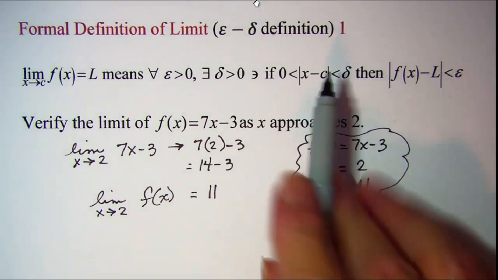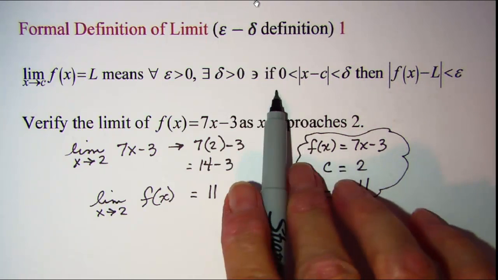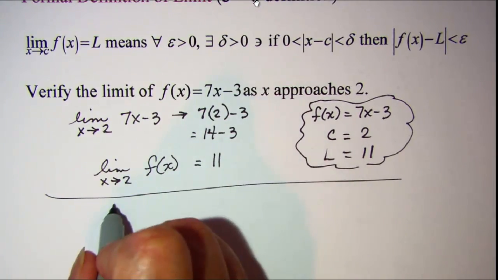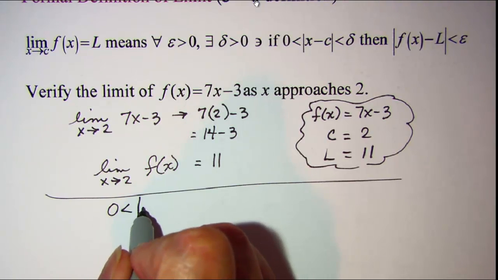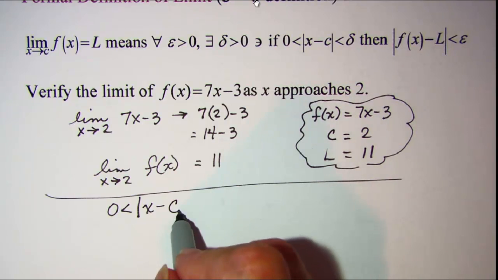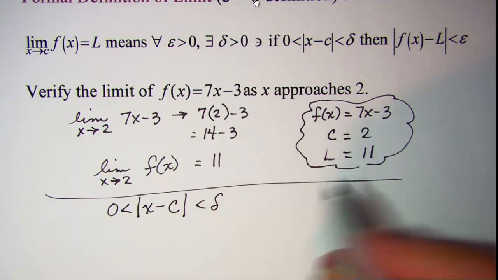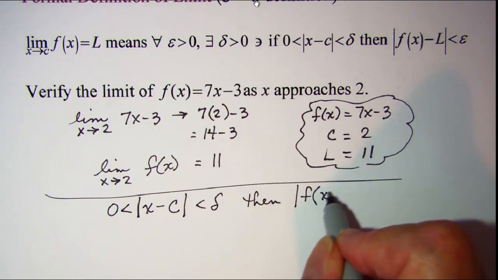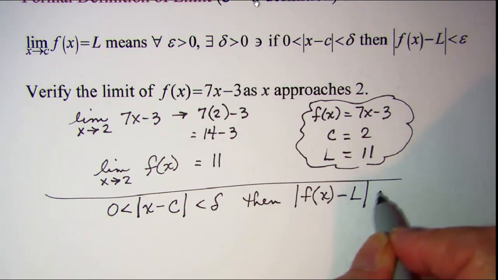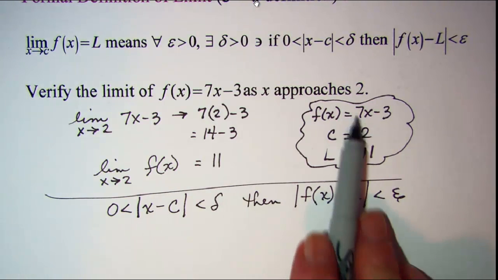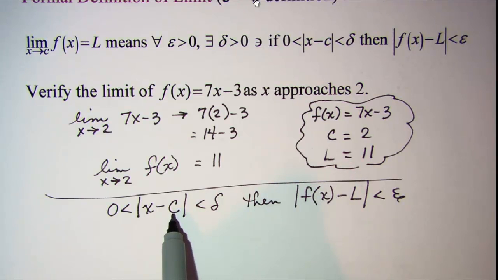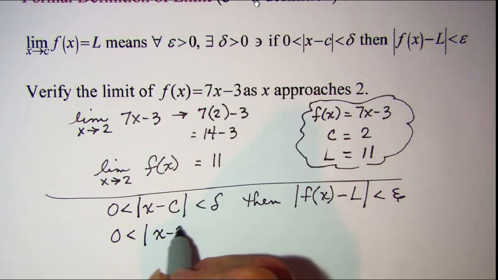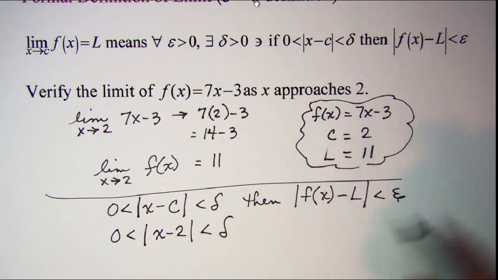We'll start with this right here. So we have, if 0 is less than absolute value of x minus c is less than delta, then absolute value of f of x minus L is less than epsilon. So let's put the stuff in that we know. We know that c is 2. So we have 0 is less than absolute value of x minus 2 is less than delta.